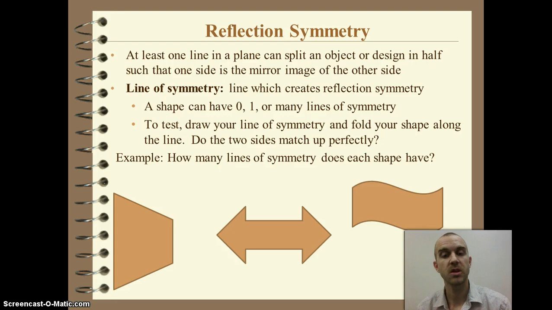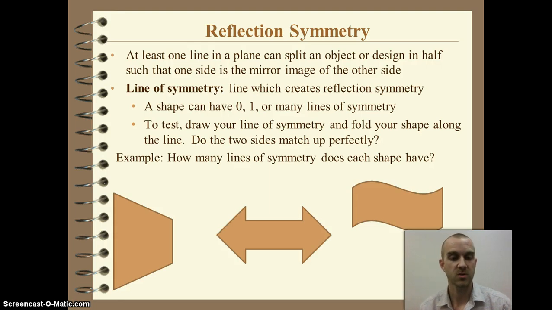Now with reflection, we can also have symmetry. And this is when we can take a line in a plane, and we draw it through that figure, it can make the mirror image on both sides. There can be 0 lines of symmetry, but there can be many lines of symmetry as well, depending on the figure. What we want to do is try to draw it so that we can figure out how can we match up the shape perfectly.